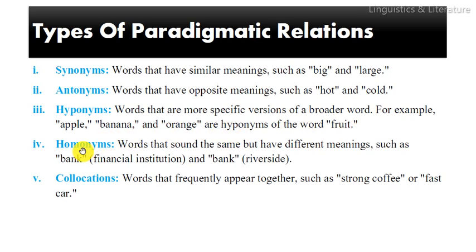Number fourth is homonyms, words that sound the same but have different meanings, such as bank, financial institution, and bank, riverside. Number fifth, collocations, words that frequently appear together, such as strong coffee or fast car.